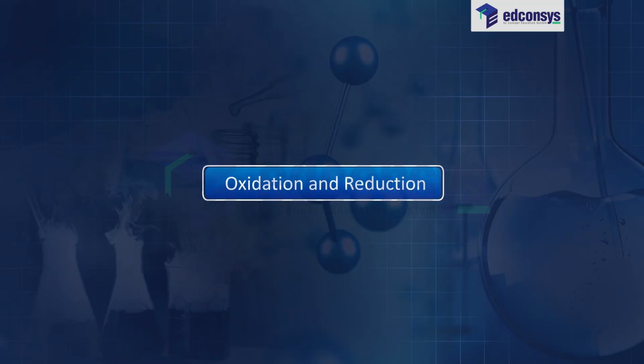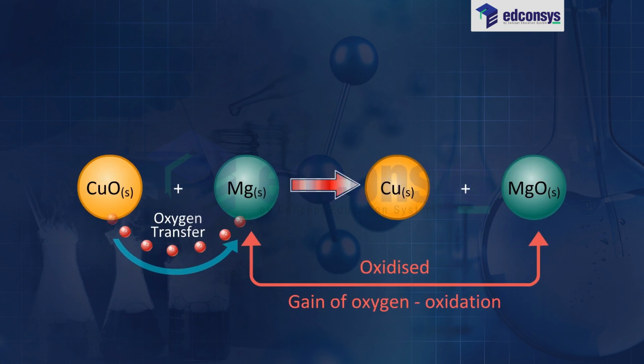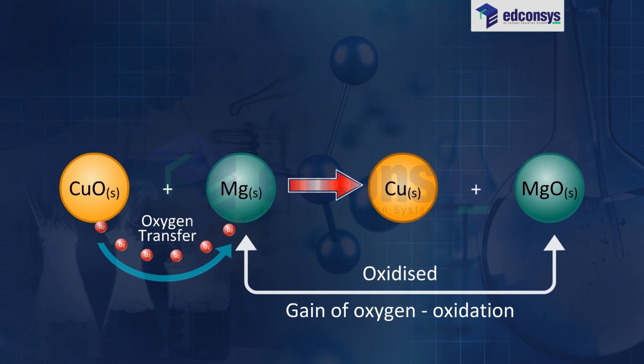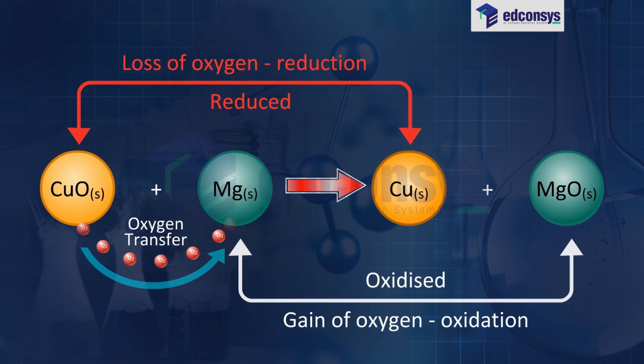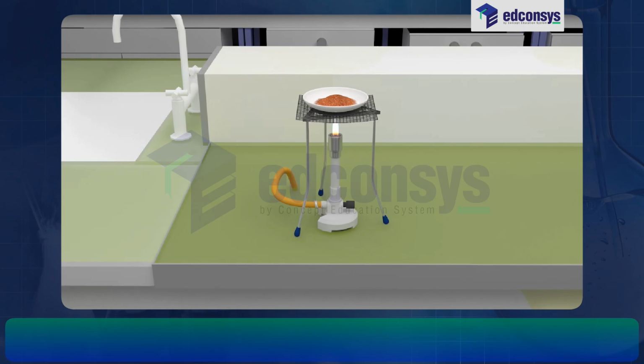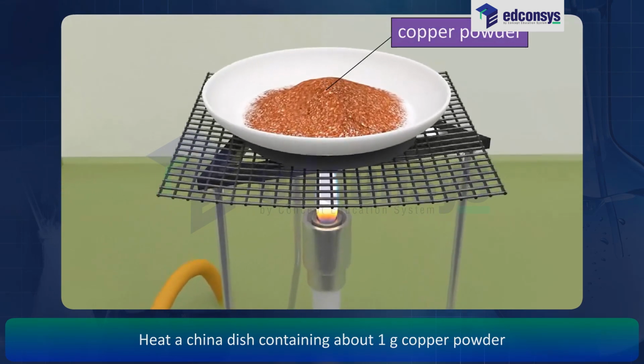Oxidation and reduction. If a substance gains oxygen during a reaction, it is said to be oxidized. If a substance loses oxygen during a reaction, it is said to be reduced. Activity. Heat a china dish containing about 1 gram copper powder.